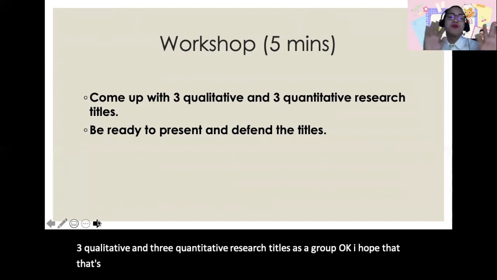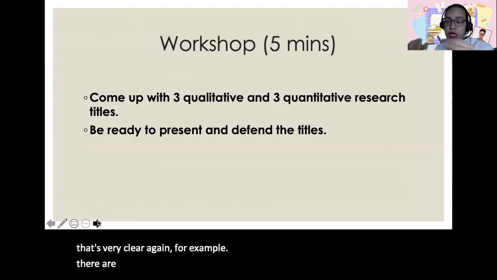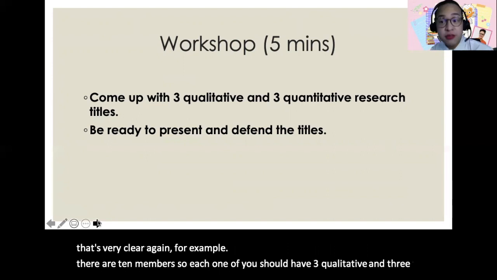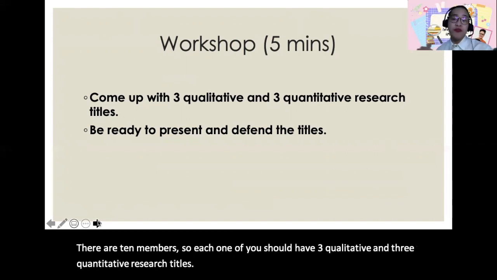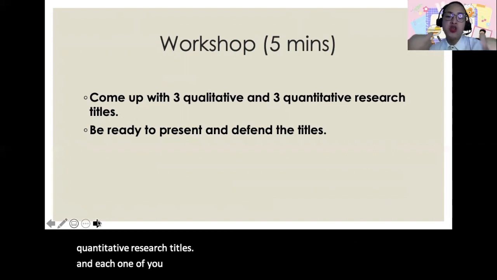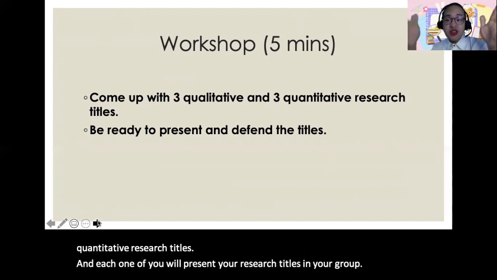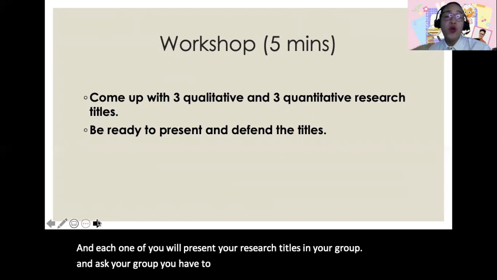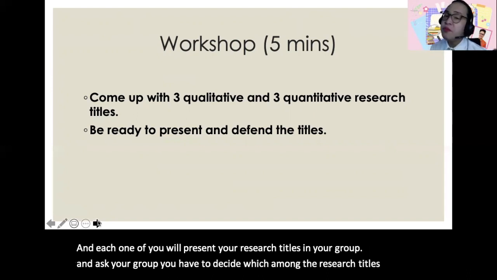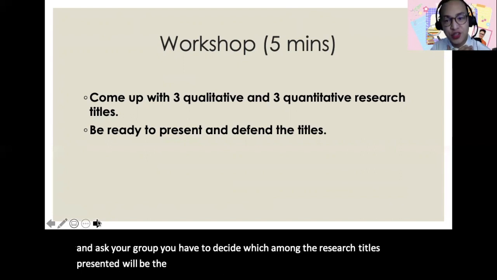Again, for example, there are 10 members. So each one of you should have 3 qualitative and 3 quantitative research titles. And each one of you will present your research titles in your group. And as a group, you have to decide which among the research titles presented will be the best to present to me. All right?